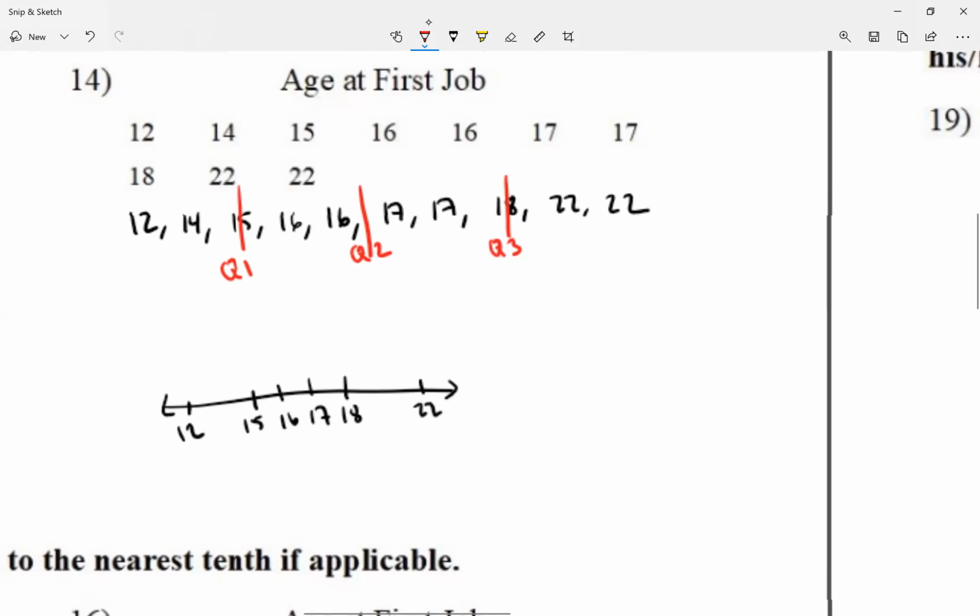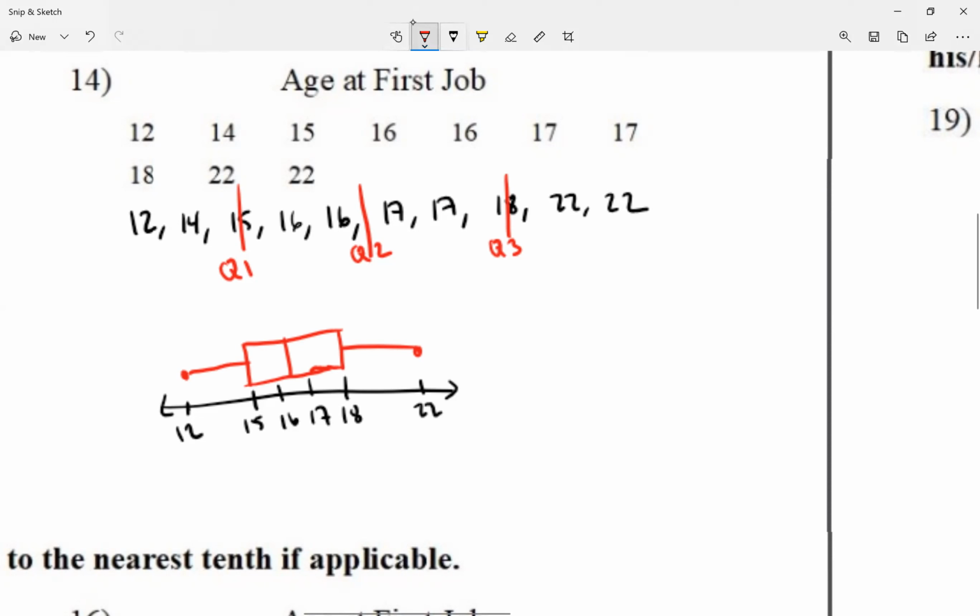And then I'm going to say this smallest point is going to be on 12. The biggest point is going to be at 22. I'm going to draw a line right here at 15. I'm going to draw a line right here in between 16 and 17. And I'm going to draw a line right here at 18. Let me connect this box in the center with whiskers. So you might be given the information as a list or as a box and whisker.